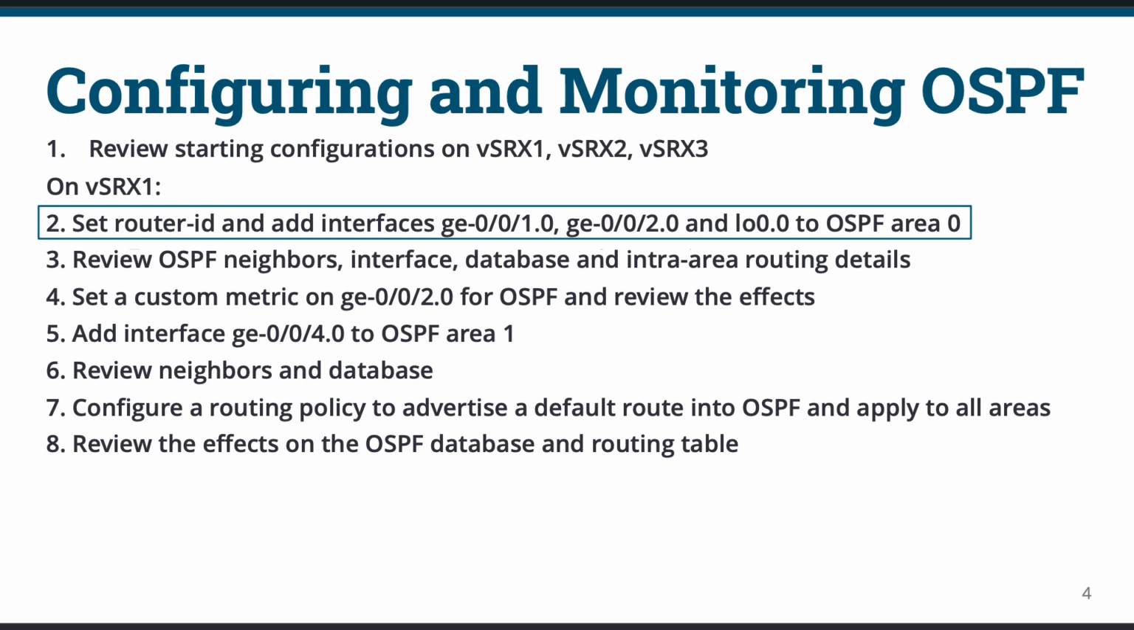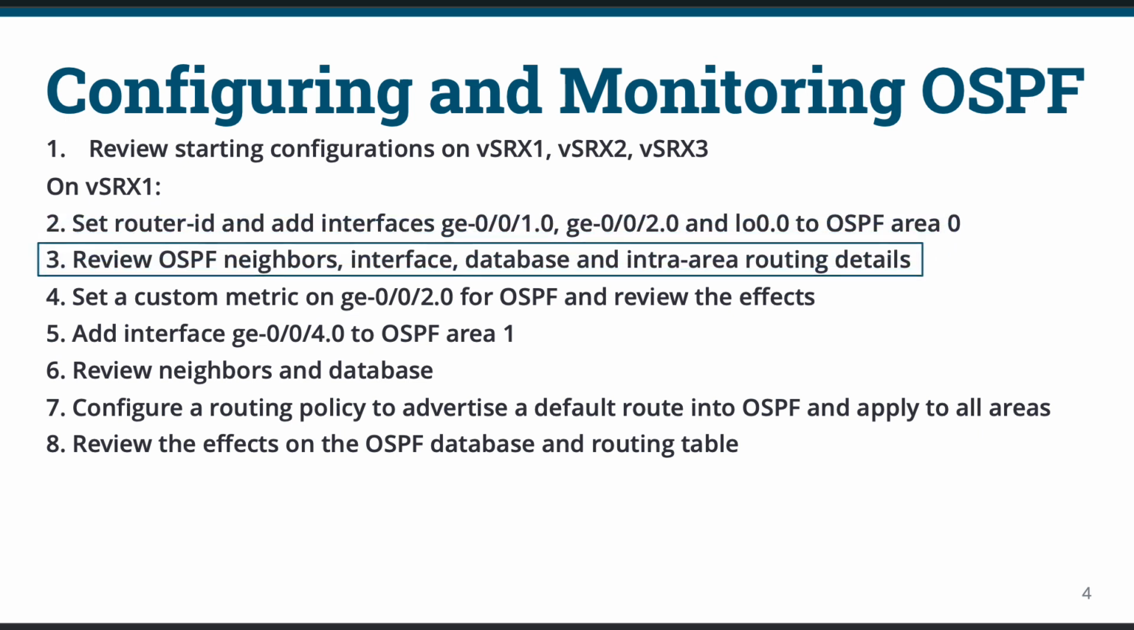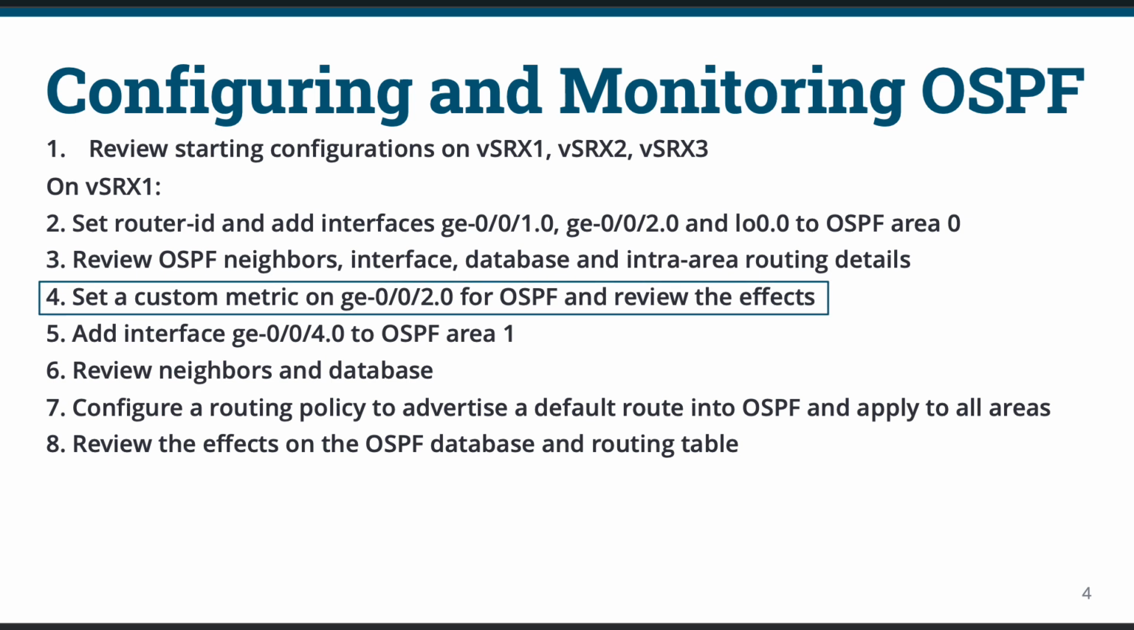We'll commit this configuration and review the commands and outputs used to monitor the current neighbor relationship, interface, and database status. We'll then configure a custom metric, or cost, to be used for GE002. This is a metric that VSRX1 will apply and add to any routes which use that link in the path. We'll then review the effect this has on the OSPF intra-area routes and routing table.